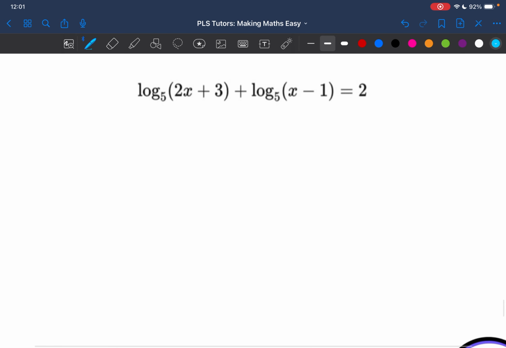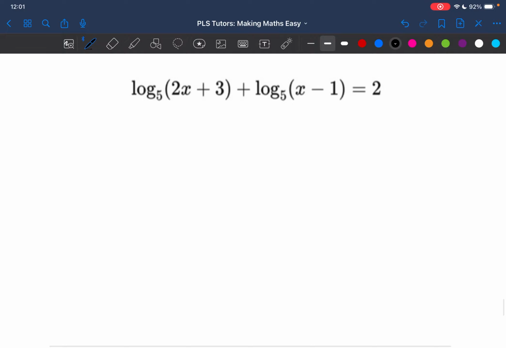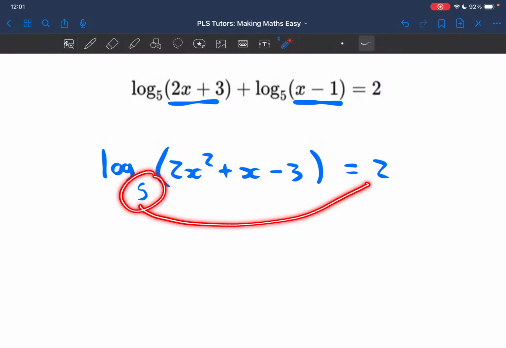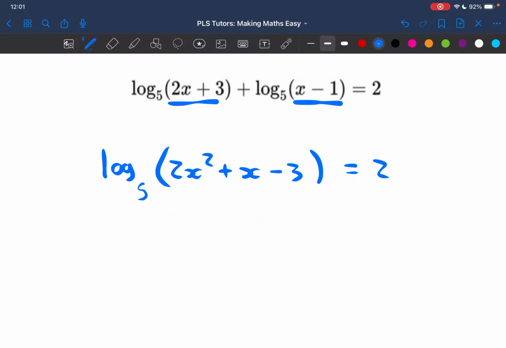So same again, we're going to combine the logs on the left. They're both the same base, and there's no numbers before the logs. So we can go ahead and combine these straight away, right? So 2x plus 3 times by x minus 1. So if we expand those brackets, we get 2x squared plus x minus 3 is equal to 2. Now this is once again going to be the same option as before. So you do base to the power of the other side. So 5 squared is 25. So we have our quadratic inside. We've taken it out of log form. So now we know that's equal to 25.